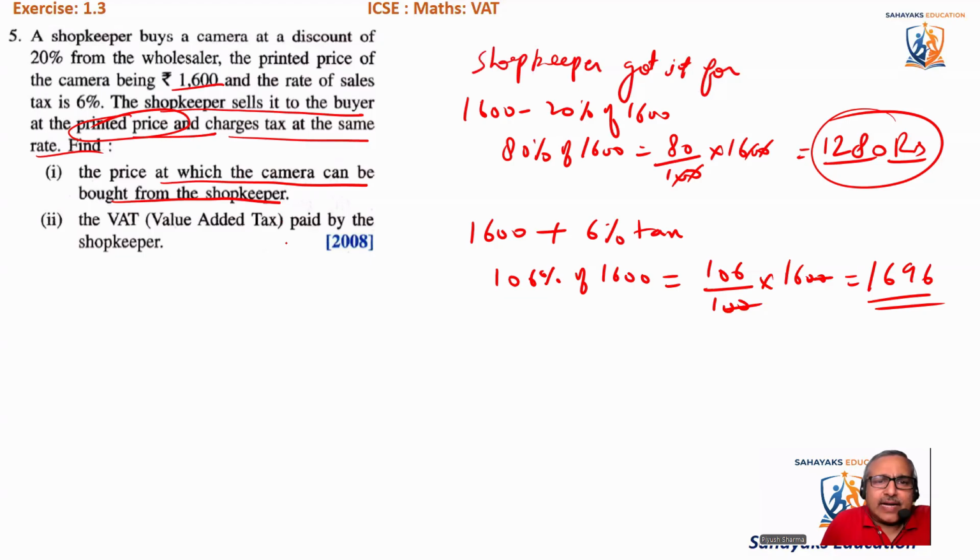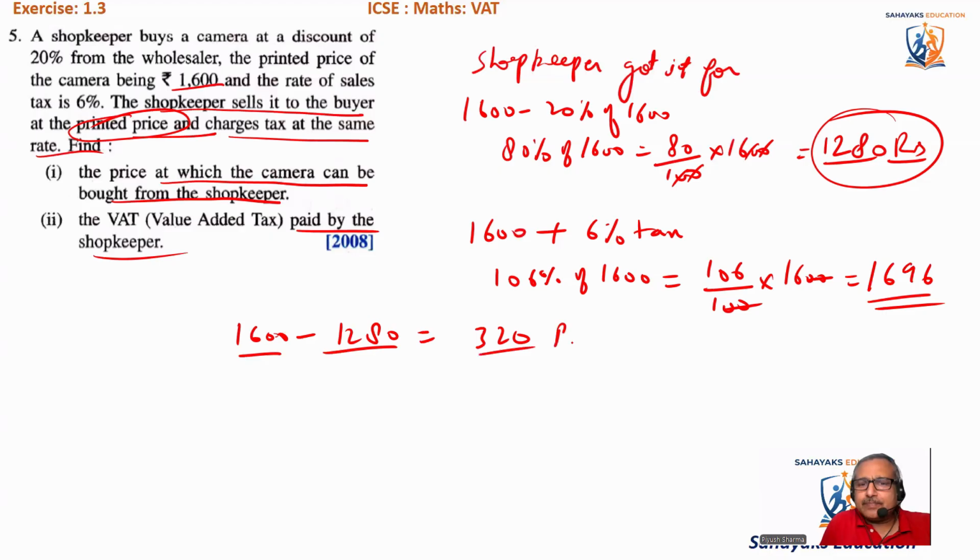Now the second question is the VAT paid by the shopkeeper. How much VAT is paid by the shopkeeper? See, what is the value addition he has done in the cost? He got it for 1280, but he sold it for 1600. So this is the difference. What does the difference come out to be? 0 minus 0 is 0, 0 minus 8 is 2, then 5 minus 2 is 3. So 320 rupees. He has made a difference of 320 rupees. So he has to pay VAT on 320 rupees.